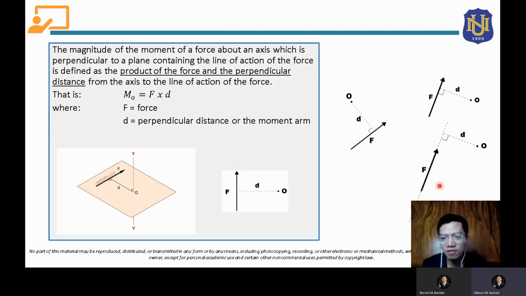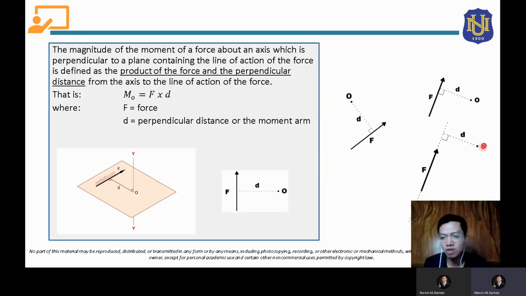And also, let's say we have this force, and we want to measure its rotation or its moment about this point. As you can see here, there's no perpendicular distance if we connect it this way or this way, right? Its perpendicular distance actually won't touch the force, but it's okay, because we can extend the line of action of this force. So extending it this way, the perpendicular distance will be located somewhere here, right?